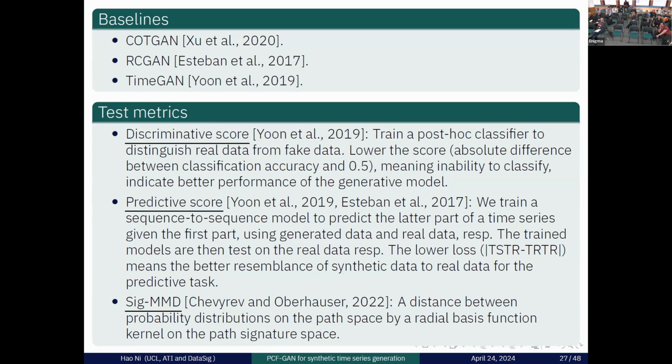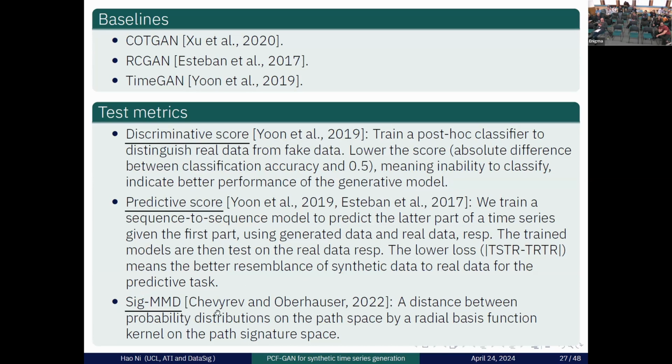So the idea is that the fake data can be used as a surrogate for the real data. The task we consider is to predict the later part of the time series given the first half of the time series information. So we do this regression on the generated data and the real data respectively, and we use the real data for testing. The closer the performance between those two regressions, the better the quality.